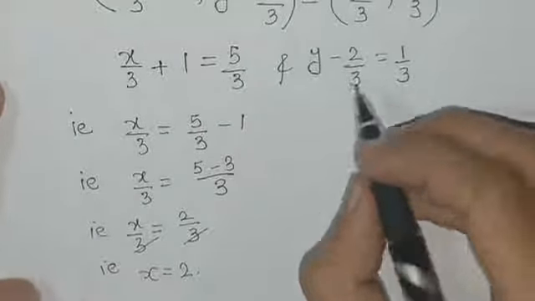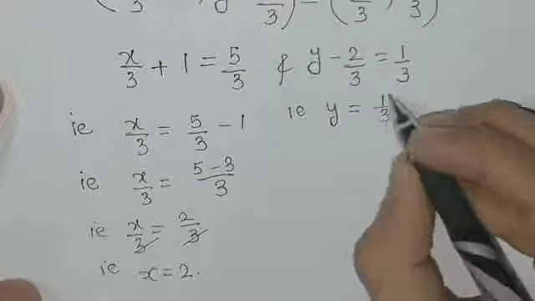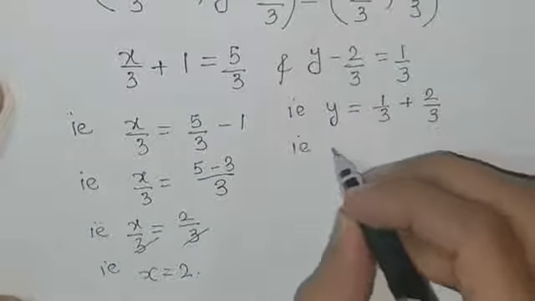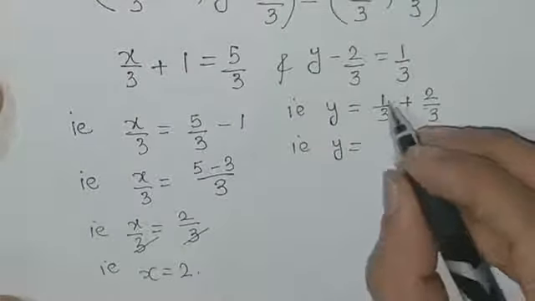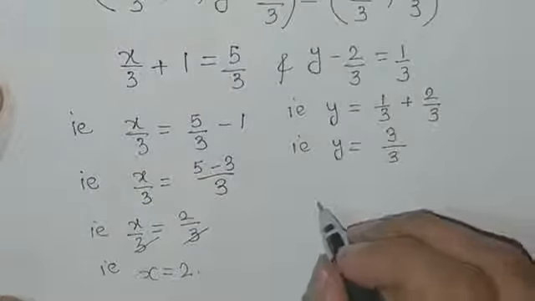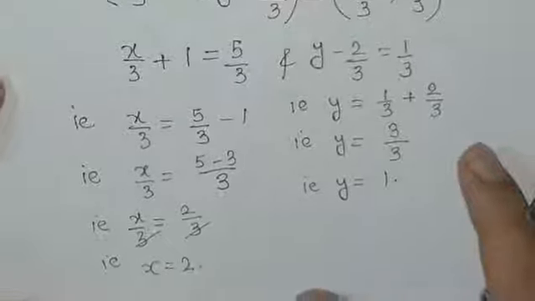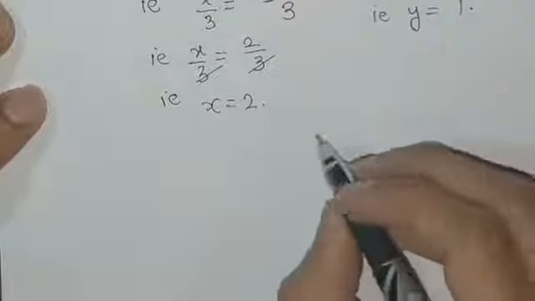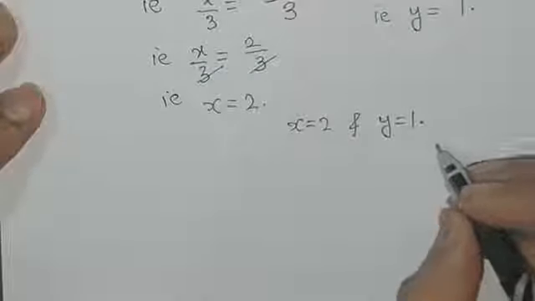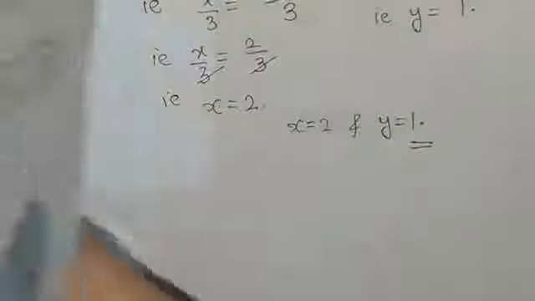Now we will find y. So that is y is equal to 1/3 + 2/3. That is y is equal to (2 + 1)/3, that is 3/3. That is y is equal to 1. So we have found out x and y. x is equal to 2 and y is equal to 1. That was the problem number 1. Now let us go to the problem number 2.